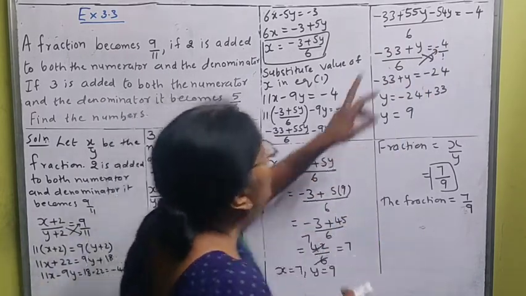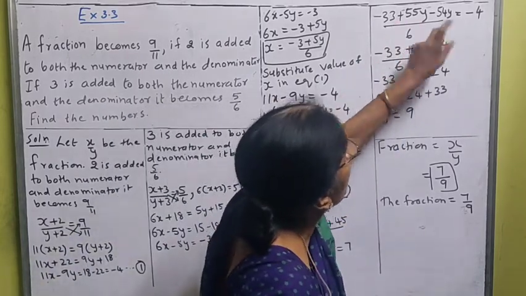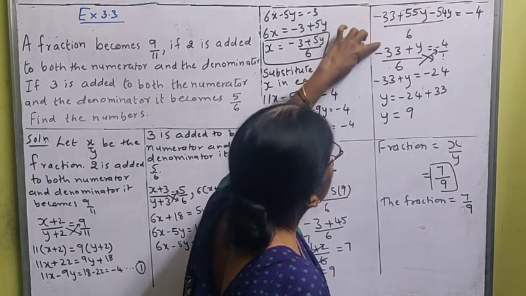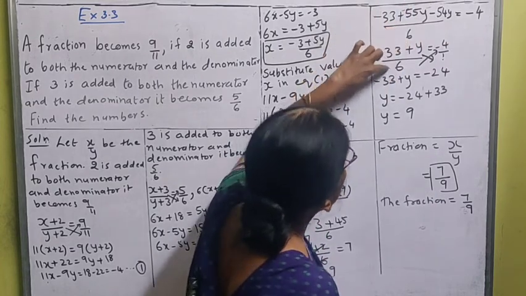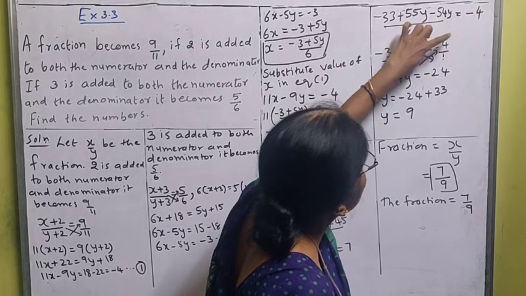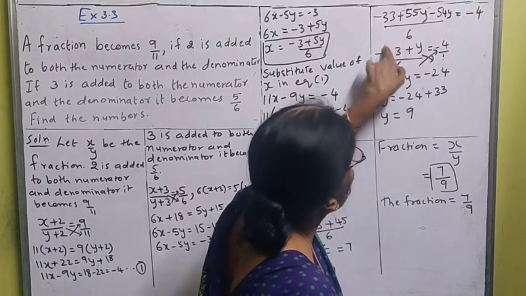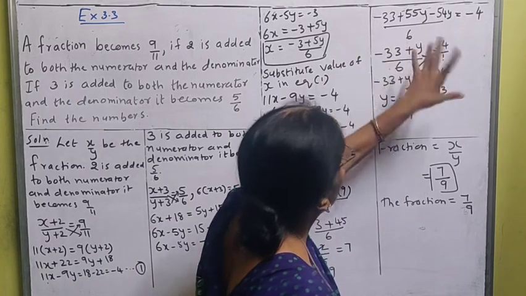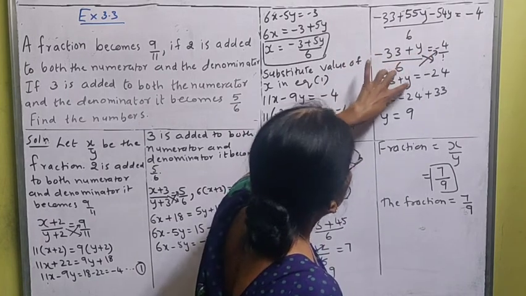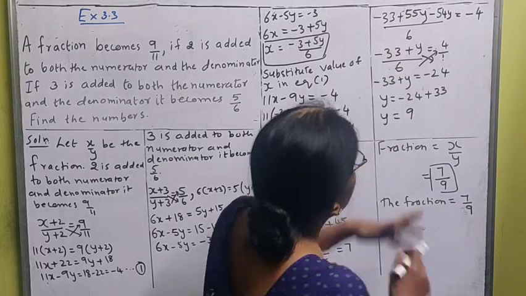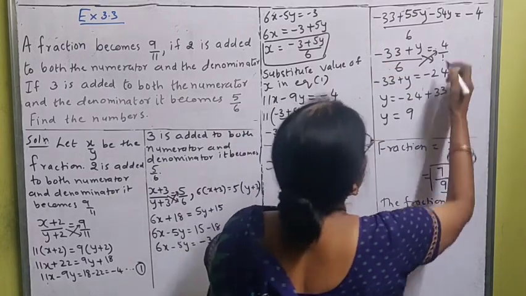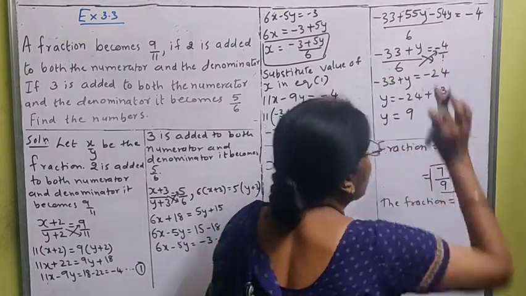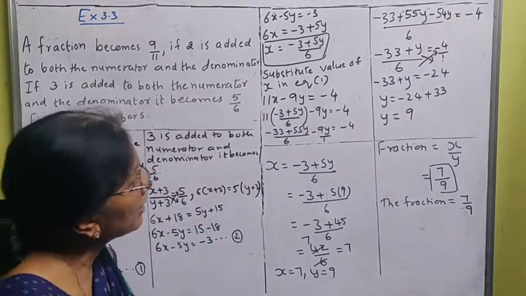minus 4. Plus 55y minus 54y you will get plus y. So minus 33 plus y whole divided by 6 is equal to minus 4. Nothing is there means 1. Cross multiply. So minus 33 plus y into 1 will become minus 33 plus y is equal to minus sign you keep it as it is. So what shall you get it as? 6 4s are 24. So you will get it as minus 24.